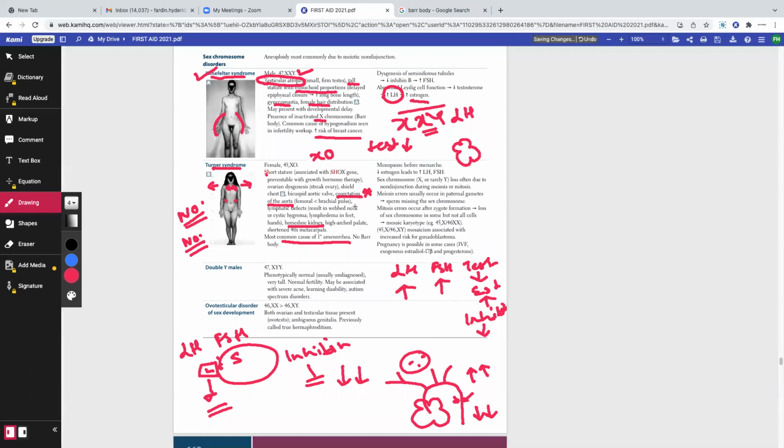Okay, so that's that. Can these patients conceive a child? Yes or no? Fast answers, please. The answer is yes. These patients can conceive a child, but only through in vitro fertilization. Pregnancy is possible in some cases through in vitro fertilization and hormonal replacement therapies. For example, we can give them estrogen and progesterone and then induce the pregnancy.